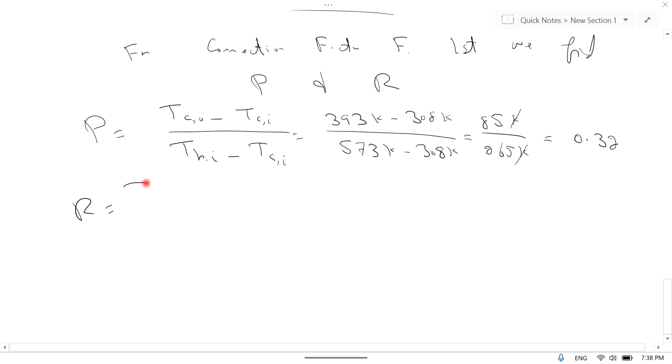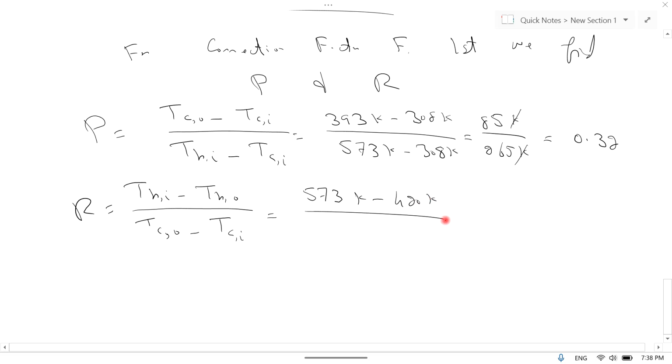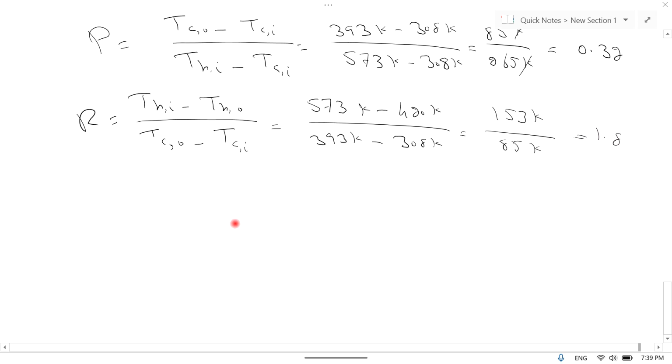Now R is equal to temperature of hot water inlet minus temperature of hot water outlet divided by temperature of cold water outlet minus temperature of cold water inlet, which is equal to 573 Kelvin minus 420 Kelvin divided by 393 Kelvin minus 308 Kelvin, which is equal to 153 Kelvin divided by 85 Kelvin, which is equal to 1.8. So now we can find this from figure 10.9.